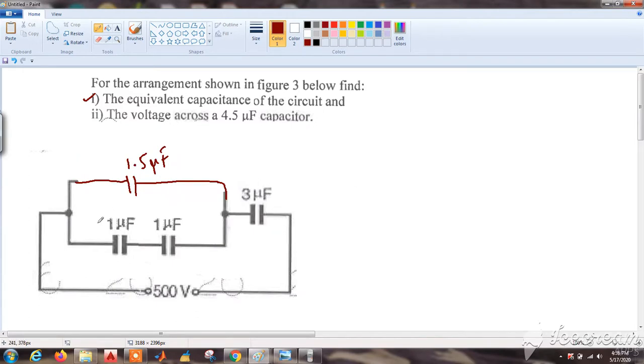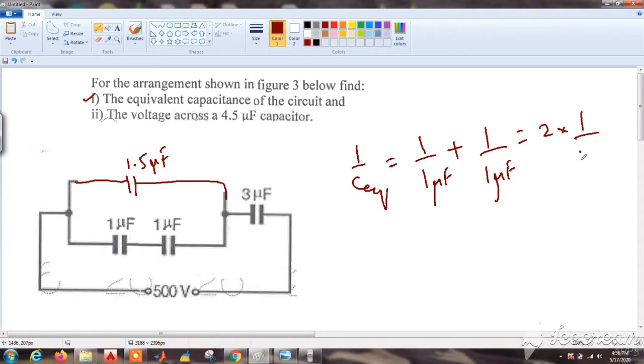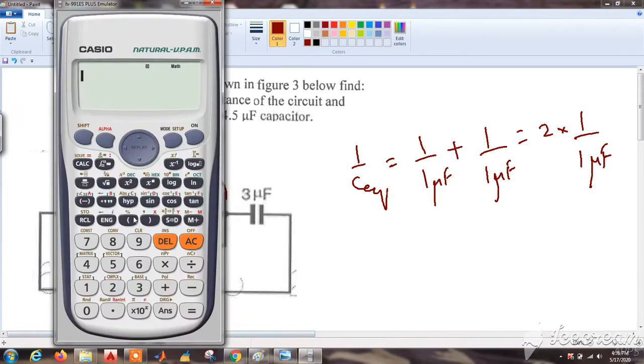Now the same thing we can apply to the 1 microfarad capacitors: 1 by C equivalent is 1 by 1 microfarad plus 1 by 1 microfarad, or else we can write 2 into 1 by 1 microfarad. Let us solve this also in the calculator, using an unknown x for C equivalent. So 1 by x is equal to 2 by 1 microfarad, and micro is 10 power minus 6.